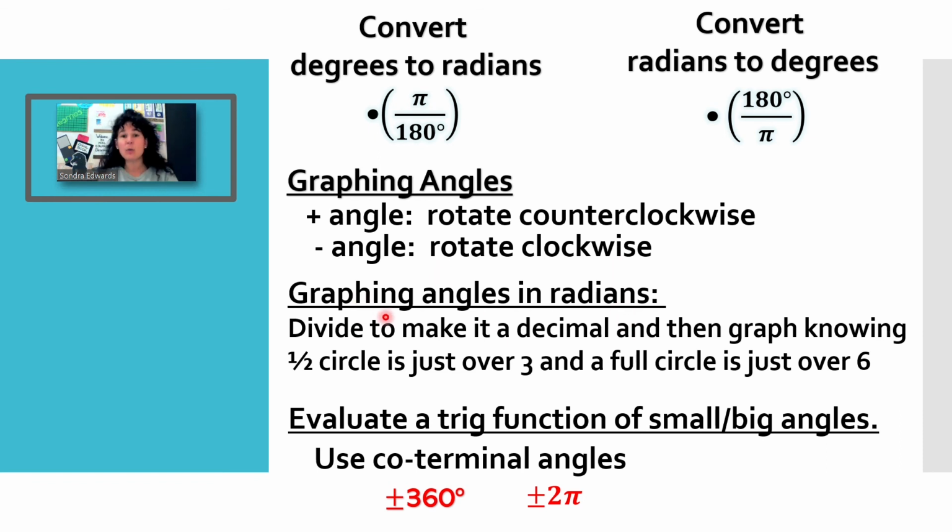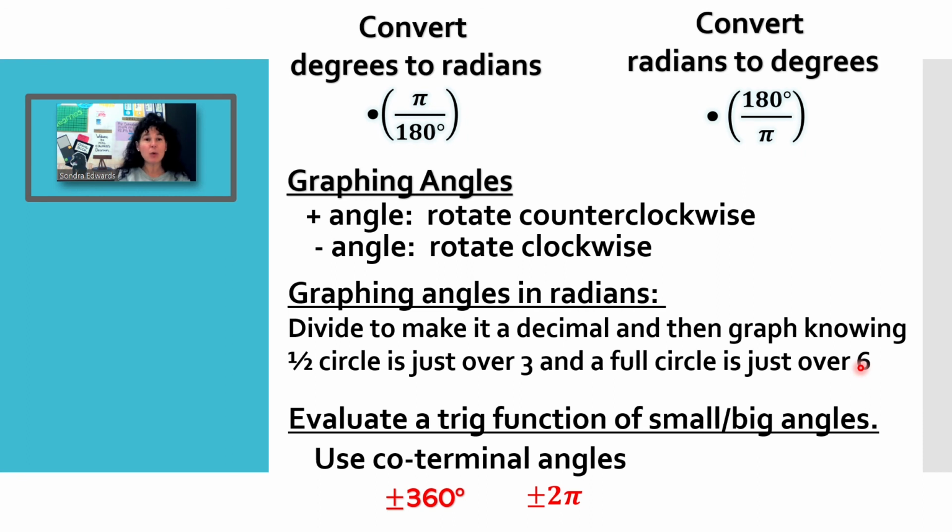Then specifically when you're graphing those angles that are measured in radians, you can convert to degrees and then graph. That's okay if you need to do that. But another idea is to just divide. So if you had pi over 4, you just take 3.14 divided by 4. Divide and make it a decimal, and then you can just estimate how far around you should go, knowing that a half circle is just over 3 and a full circle is just over 6. So you can kind of estimate how far to go based on that.